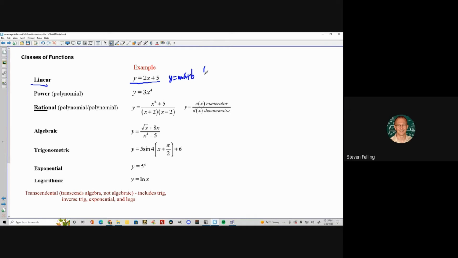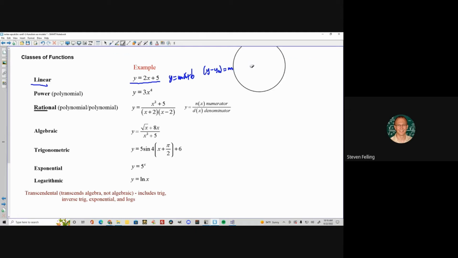There are other forms too, like point-slope form: y minus y0 equals m times (x minus x0), where (x0, y0) is any point on the line. You can also have special cases like y equals 5. That's a horizontal line where all the y's are 5, or x equals 2, which is all the places where x is 2. So this is a vertical line, and this is a horizontal line. You should be familiar with various ways to write lines.